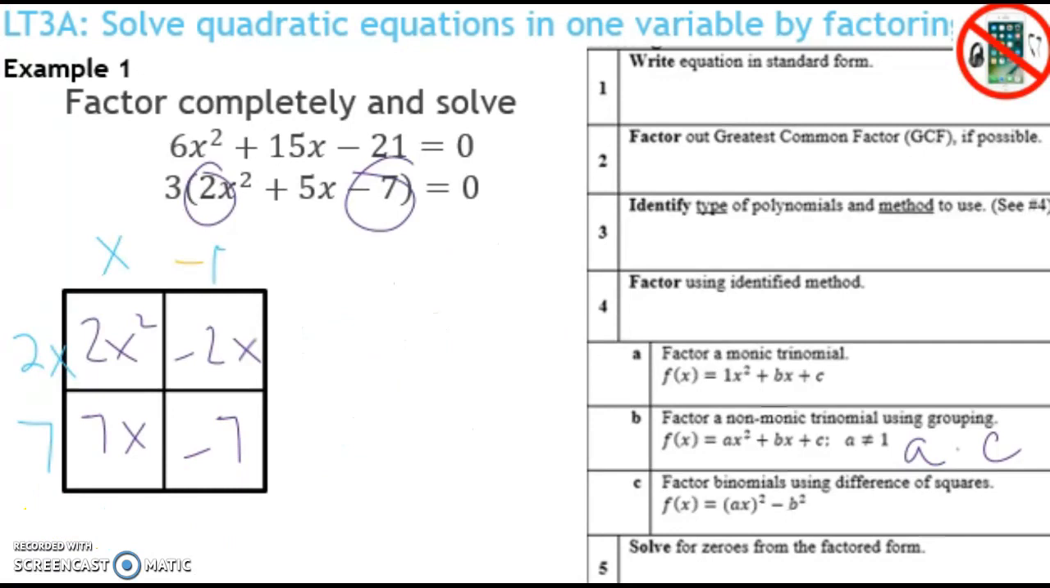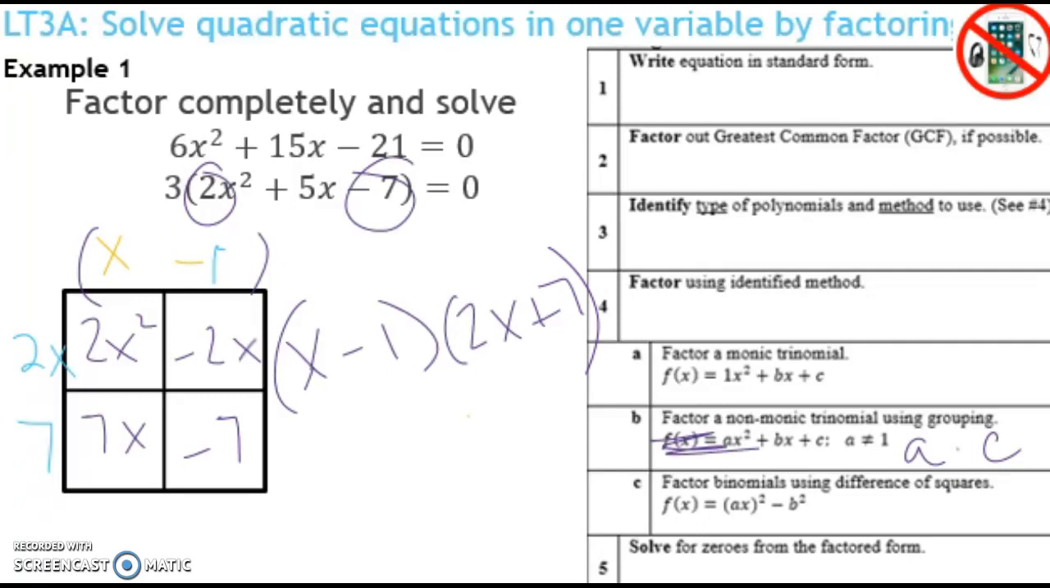All right. Next, what we're going to do is write these numbers that we found outside of the parentheses as factors. I'll explain what that means. We're going to have x minus 1 times 2x plus 7. Okay, so we have factored using the AC method.